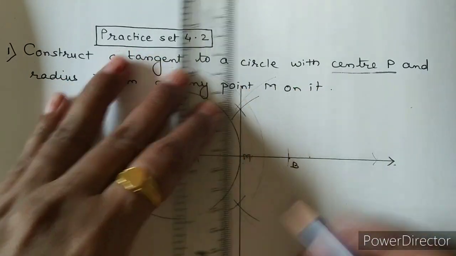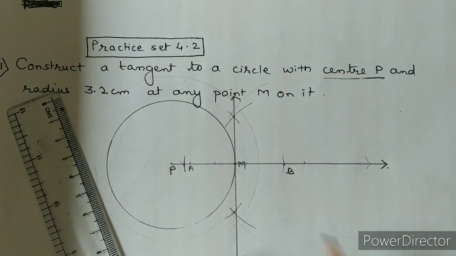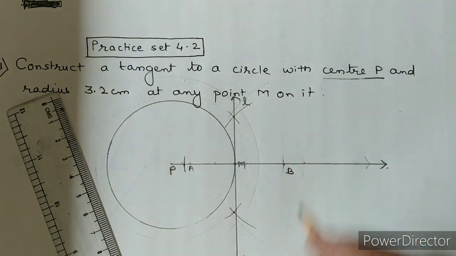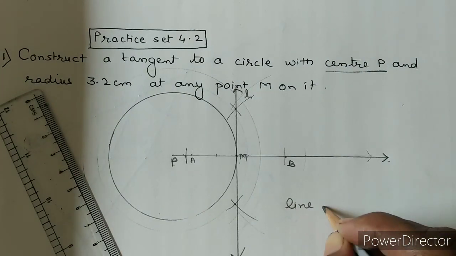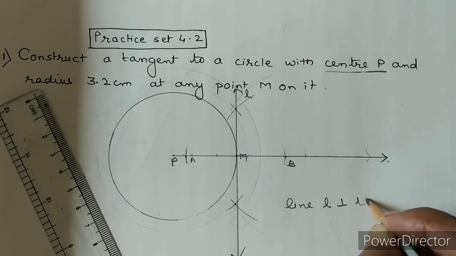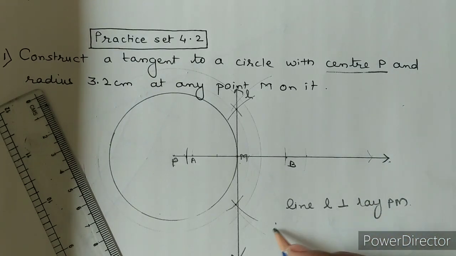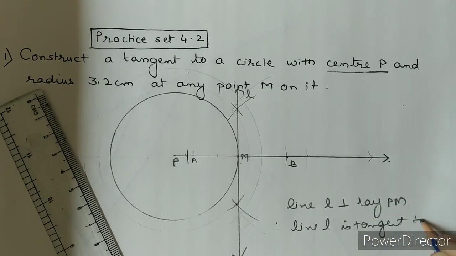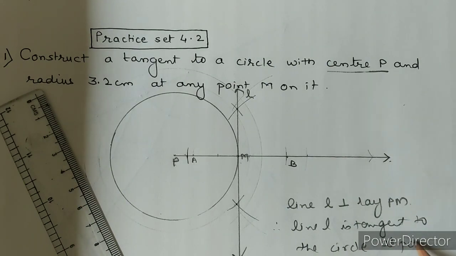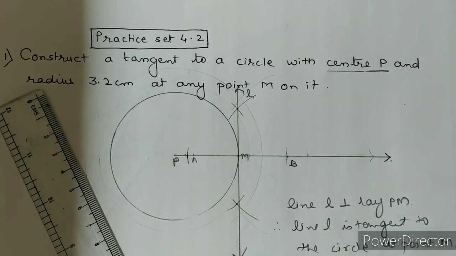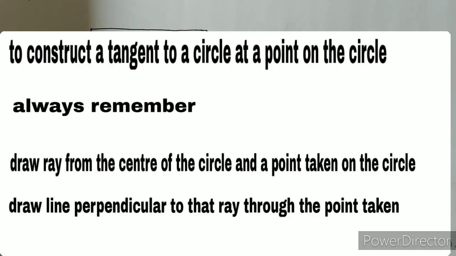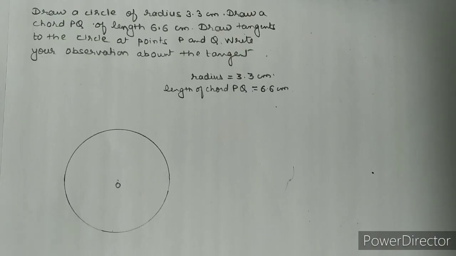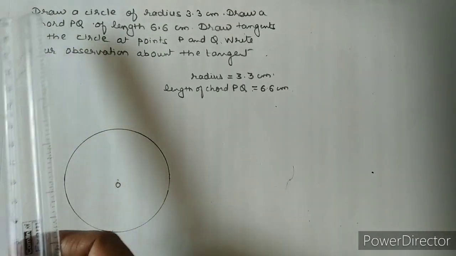It is observed that this line passes through point M. That means this is line L, and this line L is perpendicular to ray PM, and therefore we say line L is tangent to the circle at point M. In this way you can draw a tangent to the circle through a point on the circle.